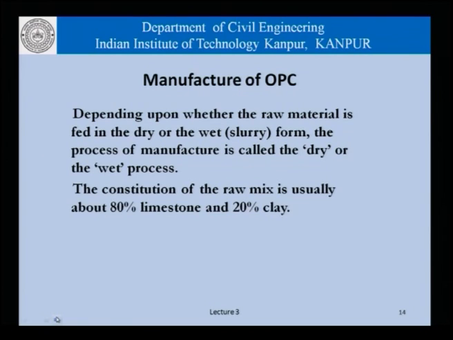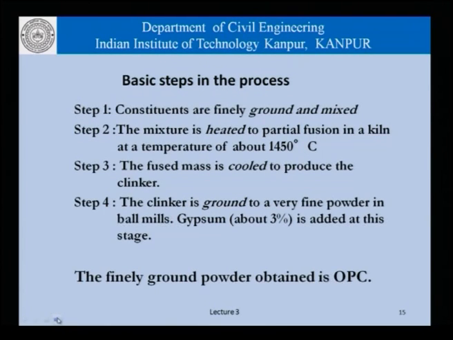Continuing with our discussion on how cement is manufactured, depending on whether the raw material is fed in the dry or the wet slurry form, the process of manufacture is called dry or wet, and the constituents in the raw mix are usually about 80% limestone and 20% clay. The basic steps in the process involved are: the constituents are finely ground and mixed. So we have the different constituents of cement coming in, they are ground and mixed. The mixture that we get now is heated to a state of partial fusion in a kiln at a temperature of about 1450 to 1500 degrees centigrade.